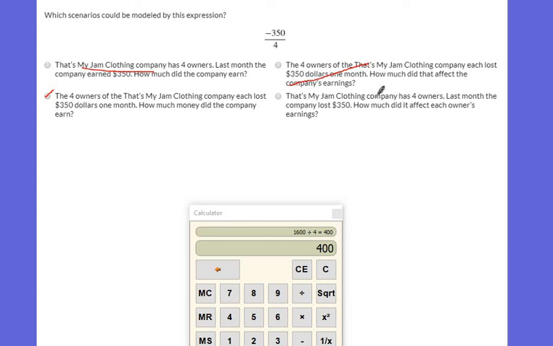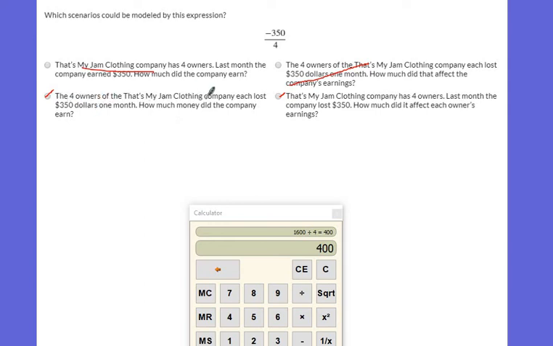That's My Jam Clothing Company has 4 owners. I agree. Last month the company lost a total of $350. That makes sense. So it would be this option as well, but this is not a select all that apply. So I had 2 selected. So I need to see, that's where it benefits reading all your options to make sure you're choosing the right one. So let me go back and read this one.